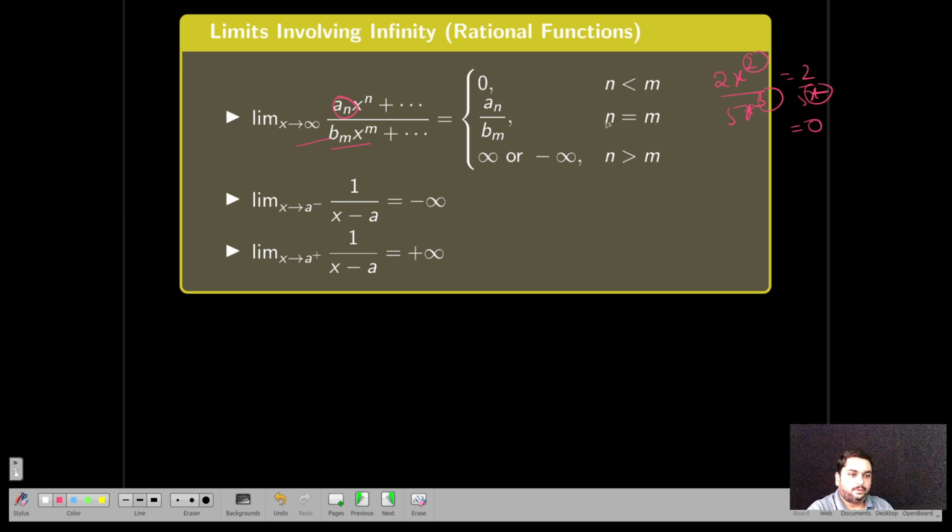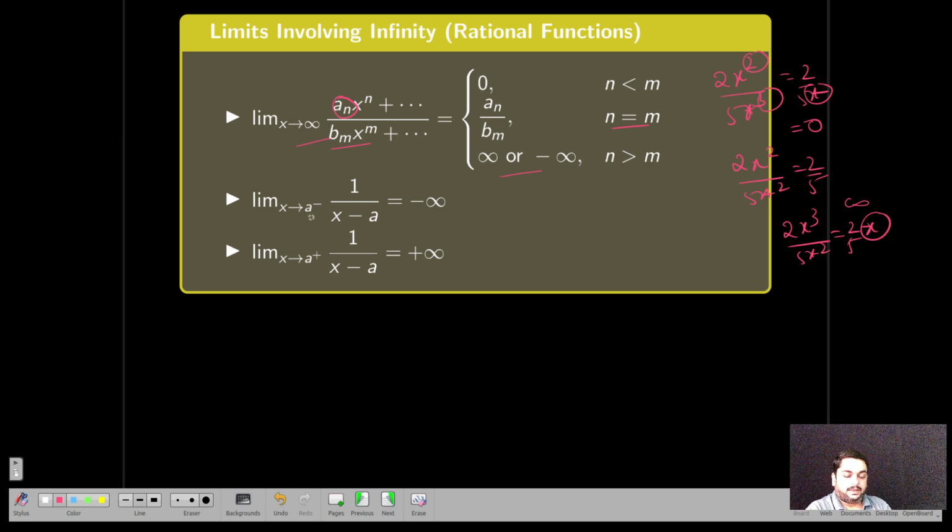Similarly, when both are equal, say 2x squared divided by 5x squared, this is 2 by 5. We will get the same a_n by b_n. Then if n is greater than m, that is 2x cubed by 5x squared, then I will get 2 by 5 times x. As x approaches infinity, this is infinity or minus infinity, depending on the sign.